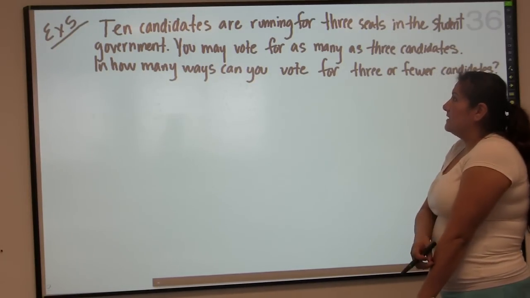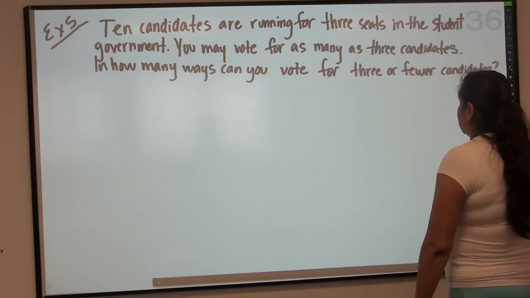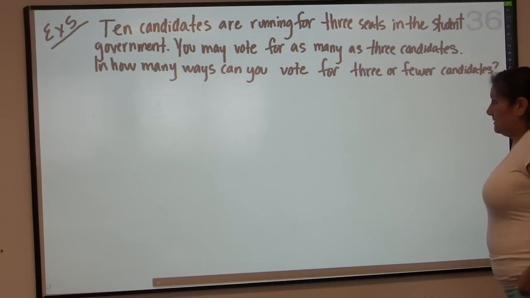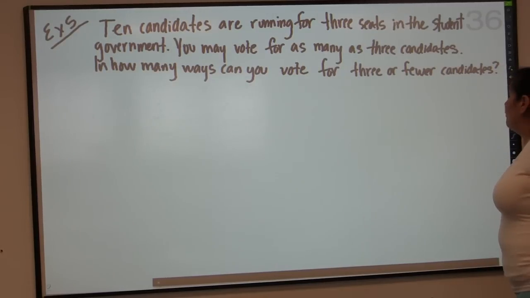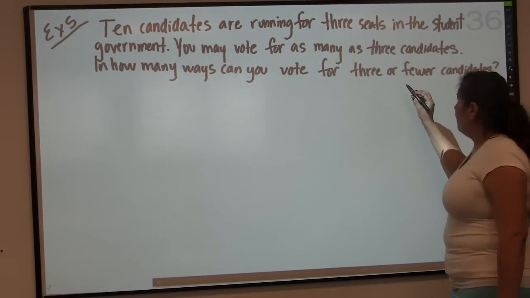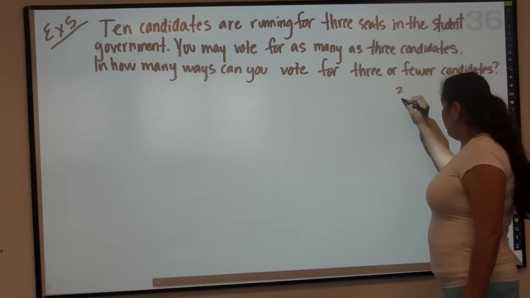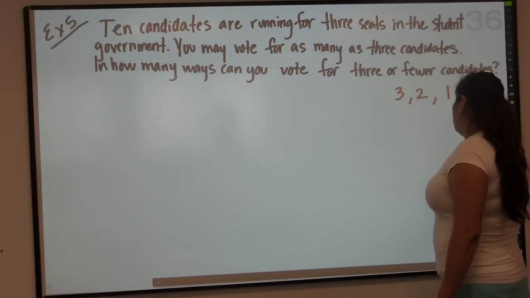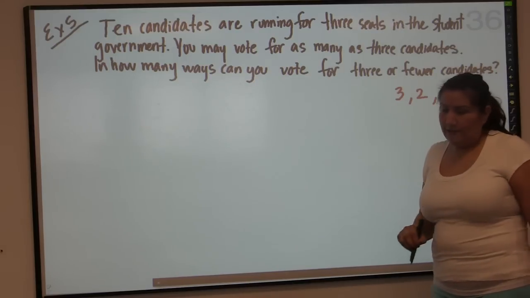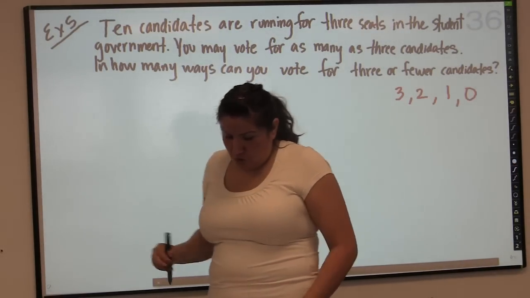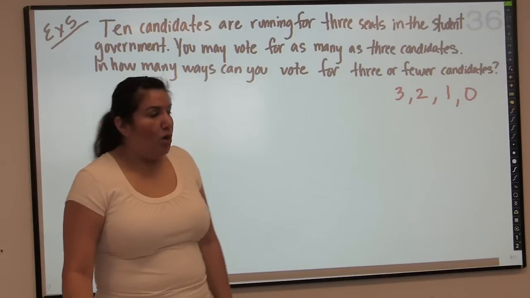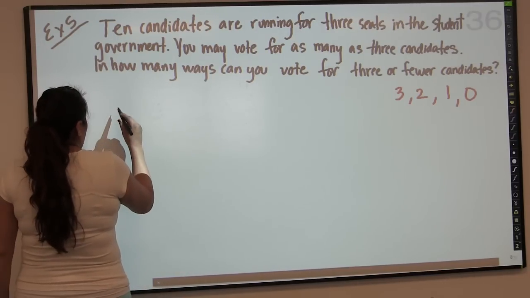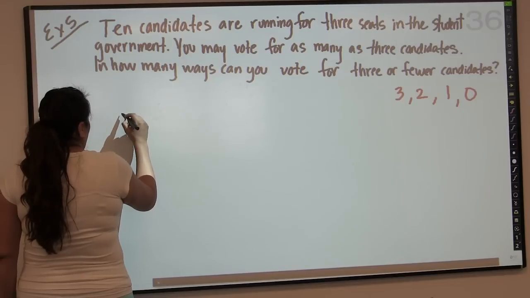It says 10 candidates are running for 3 seats in the student government. You may vote for as many as 3 candidates. In how many ways can you vote for 3 or fewer candidates? So first of all, 3 or fewer means that you can vote for 3 people, or you can vote for 2 people, or you can vote for 1 person, or you can vote for nobody. Okay? If you wanted to vote for nobody.